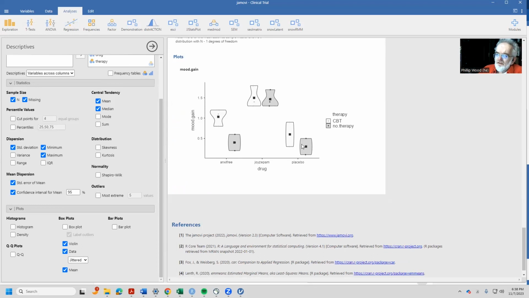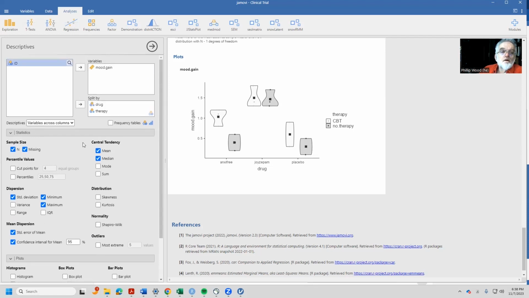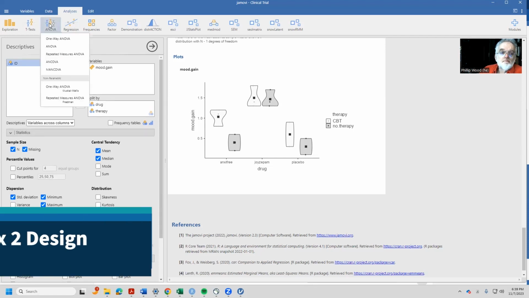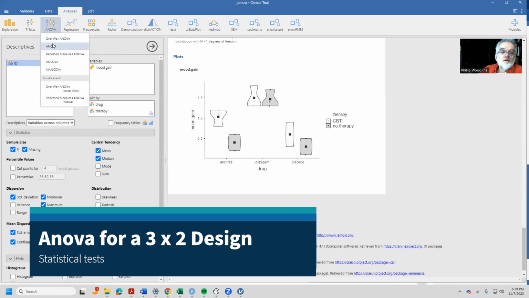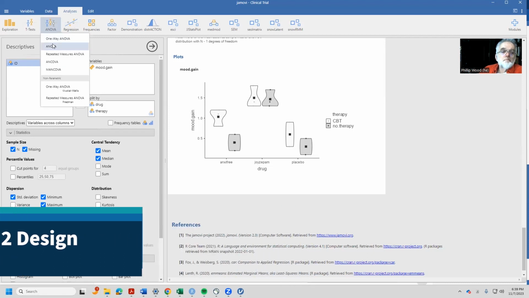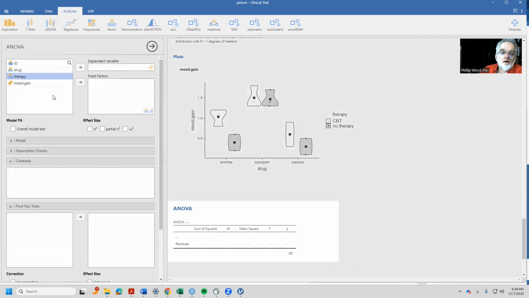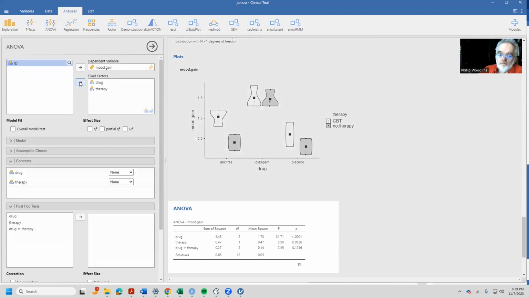Is this statistically significant? Is this difference in differences significant across the groups? Well, that's something we're going to know when we do the analysis. So again, let's go back up to our ANOVA model and we'll select the ANOVA module. And now I'm going to say mood gain is my dependent variable again, but now the fixed factors are drug and therapy.